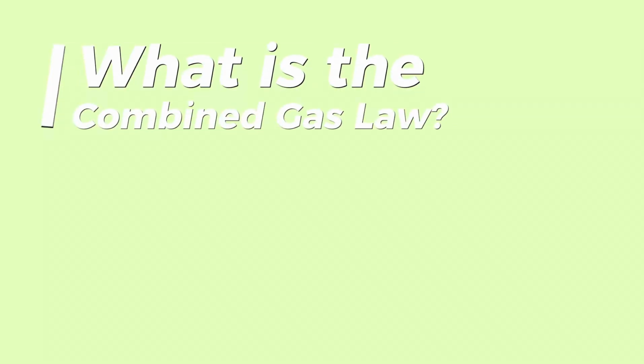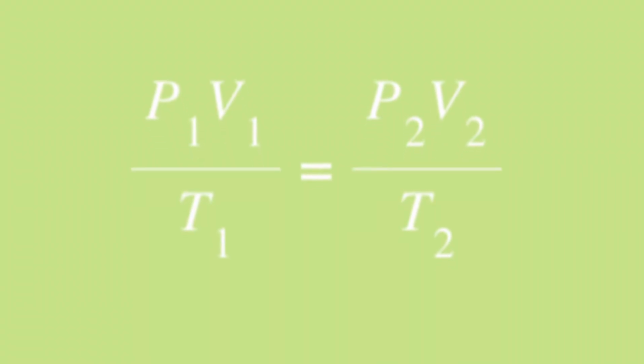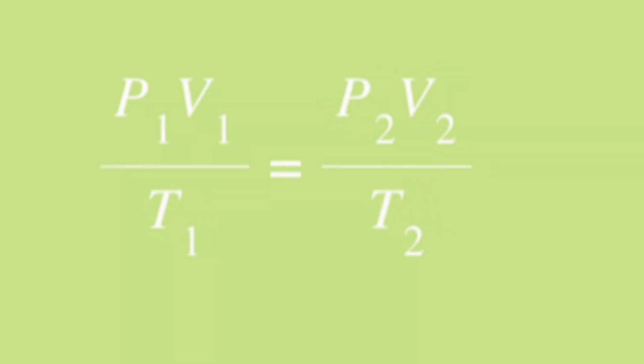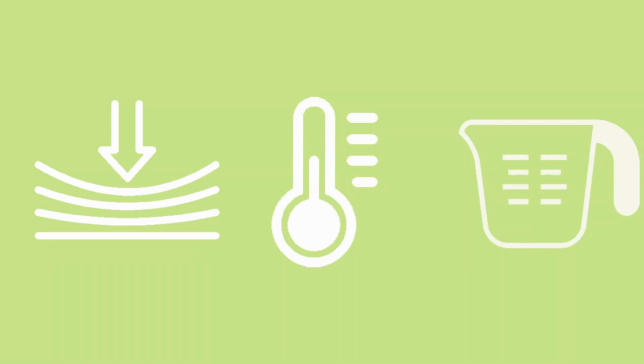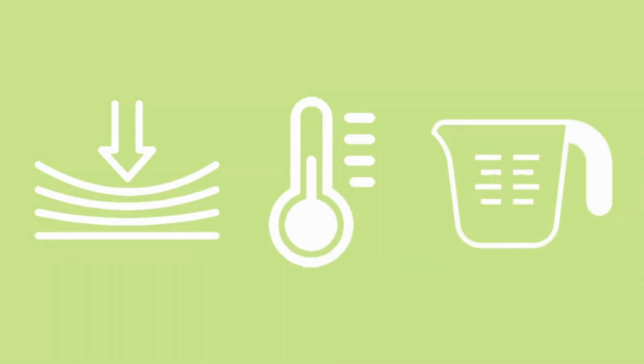This is the combined gas law. The gas law is described by the formula P1 times V1 over T1 is equal to P2 times V2 over T2. These stand for pressure, volume, and temperature. For example, try this problem. Take a moment to write it down.